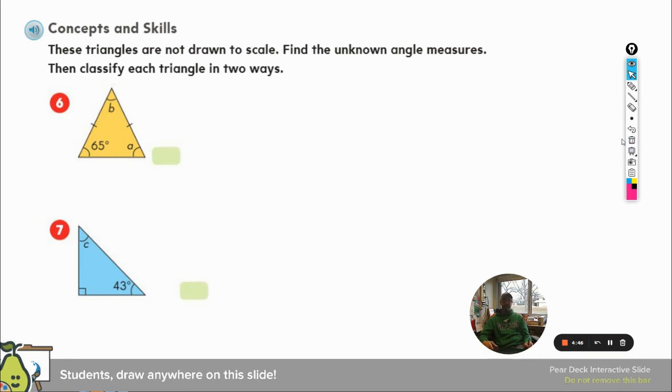These triangles are not drawn to scale. They never are. Find the unknown angle measures and then classify each triangle in 2 ways. Okay, pause me because I'm doing this in about 5 seconds. It's easier than pausing my actual video.